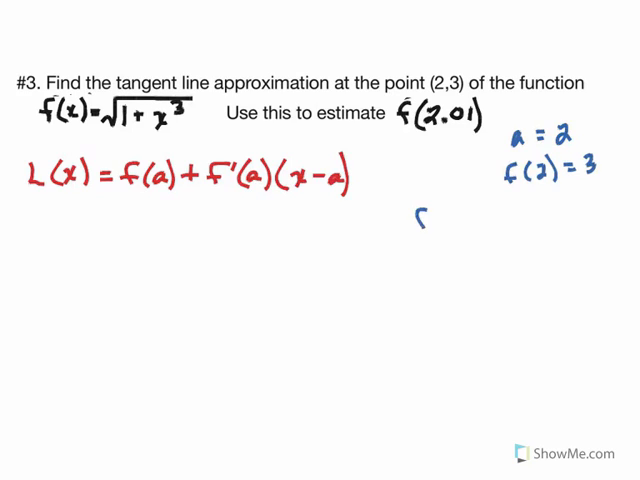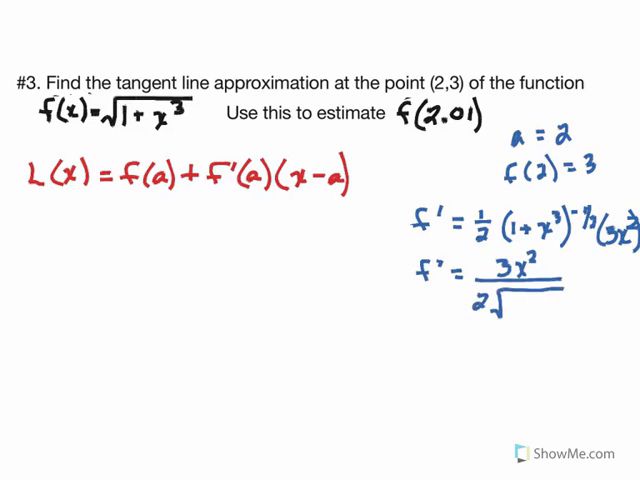We need to find our derivative. This will require us to use the chain rule. We'd have 1/2 times 1 plus x cubed to the negative 1/2. Then we need to multiply that by 3x squared. Let's simplify it a little bit. And we have 3x squared over 2 square root of 1 plus x cubed. We need to find f prime of 2. You should get 12 over 6, which of course simplifies to 2.